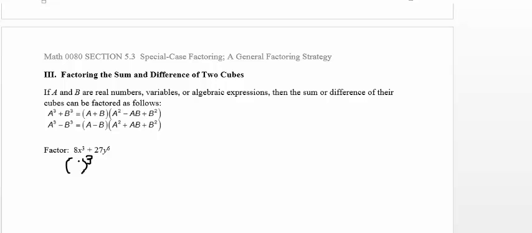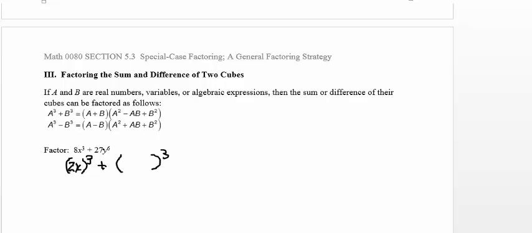So what do I cube to get 8x cubed? 2 times 2 times 2 is 8. X times x times x is x cubed. So this is the cube of 2x. And now I want to know, what do I cube to get 27y to the 6th?